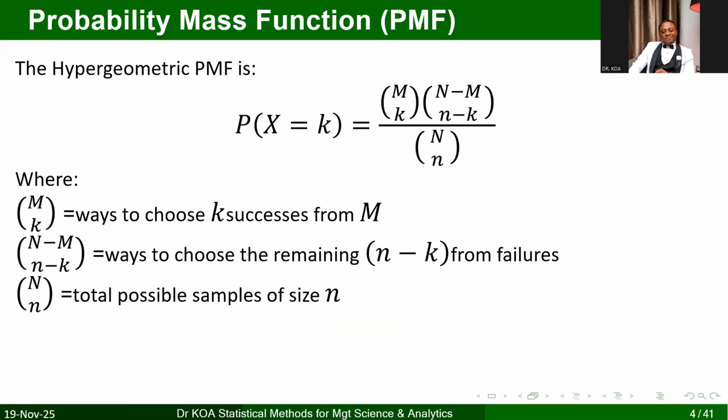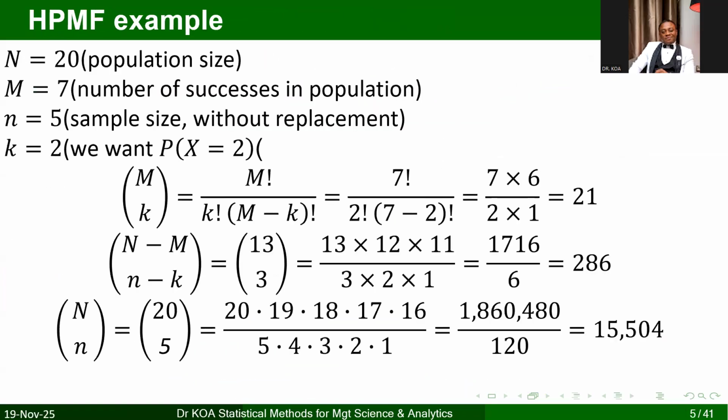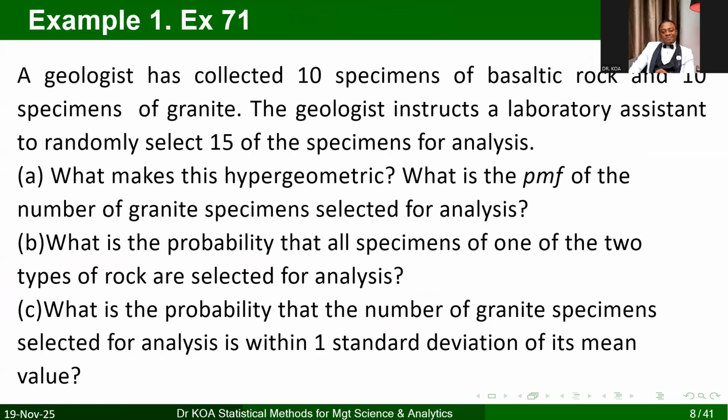Now, keep that in mind and let's go back here. What makes this question hypergeometric? At this stage, you should get it. Did you list all that I said? Yes, Doc. Good. So what makes this one? That is hypergeometric because it has a finite population.